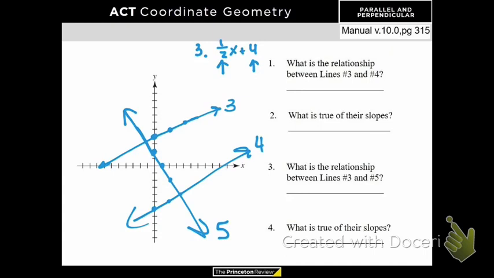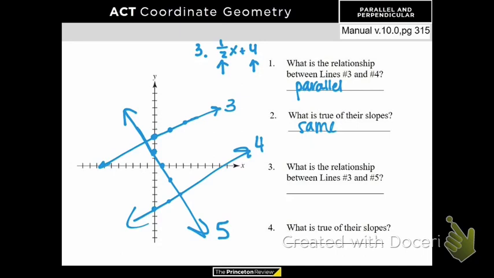Okay, so what do we notice about these lines? What's the relationship between 3 and 4? It's not perfect, but they should be parallel, which means they never intersect. And if we look back at their slopes, notice that they are the same. They are both 1/2. Okay, so every time 2 lines have the same slope, they are going to be parallel lines.